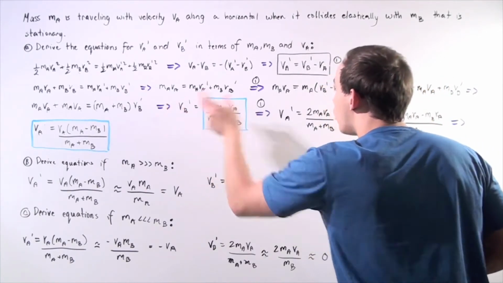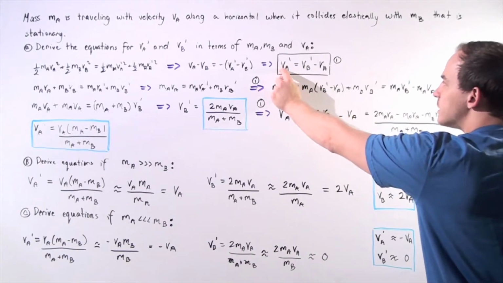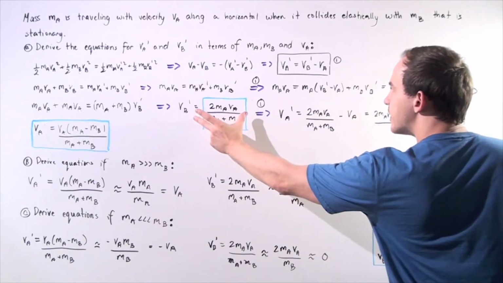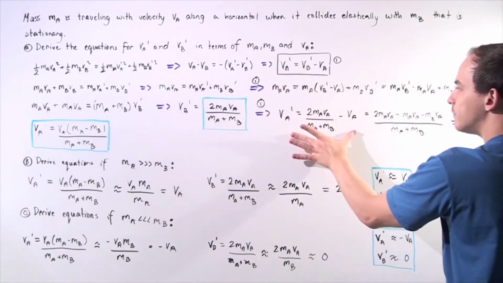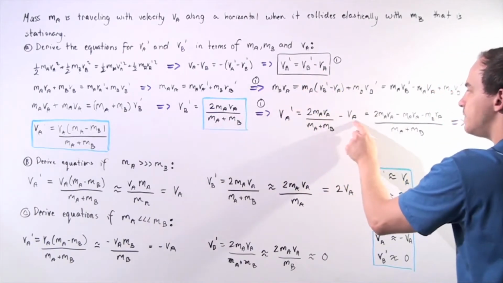So we can take this quantity and plug it into VB prime, and that will give us what VA prime is in terms of our knowns. So we take this, we plug it into this, and we get the following result. VA prime is equal to this whole sum minus VA.